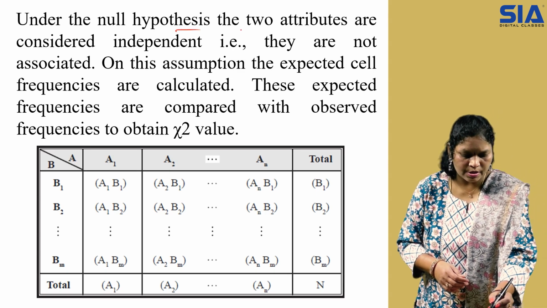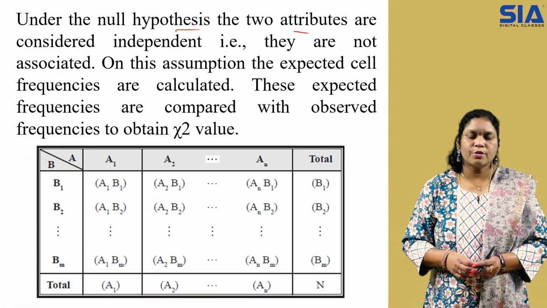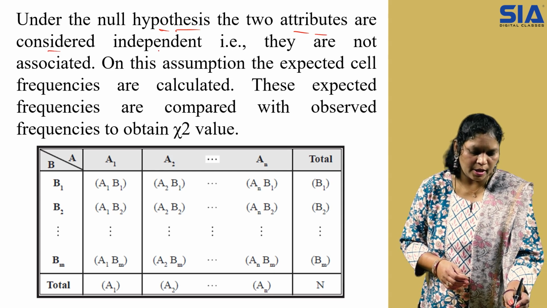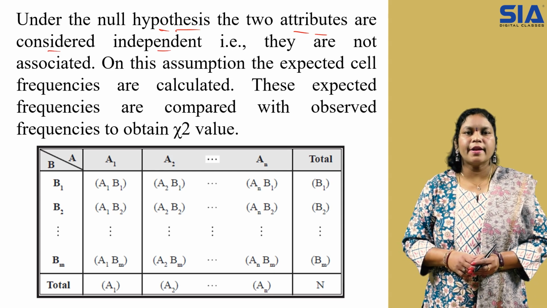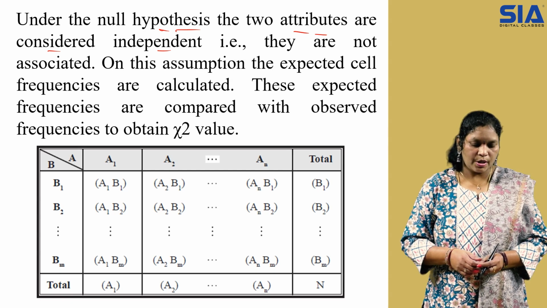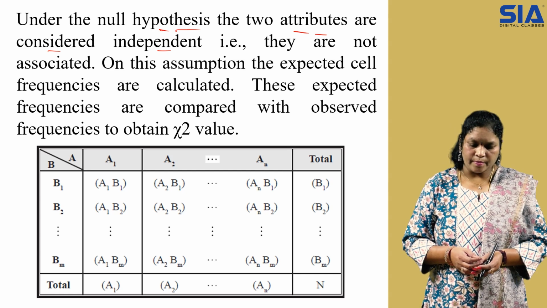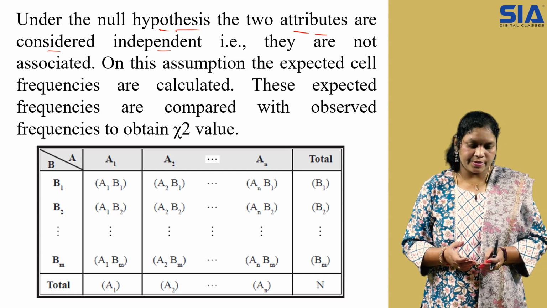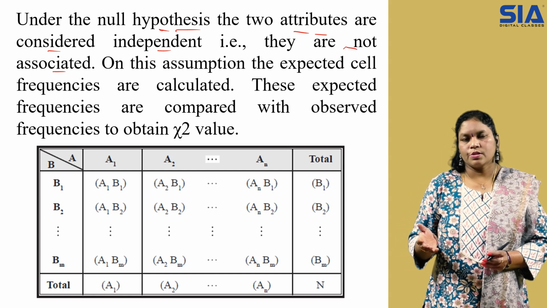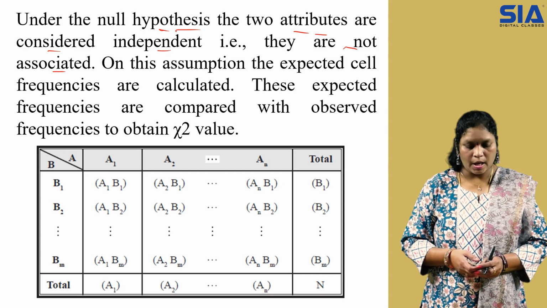Under the null hypothesis, the two attributes are considered independent. Just now we discussed that independent attributes are there; in such situations only we will go for the chi-square test of independence. So under the null hypothesis, we'll assume that the two samples or attributes are independent, that is, they are not associated. They don't have any association, that we consider under the null hypothesis.